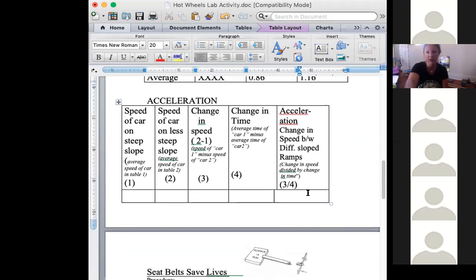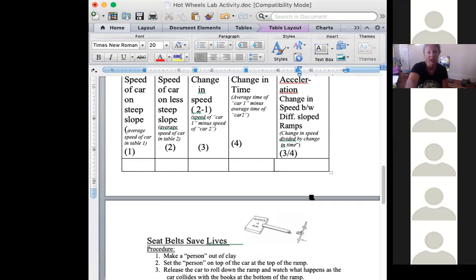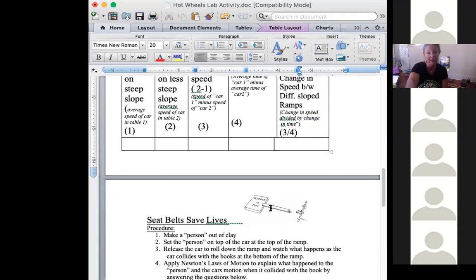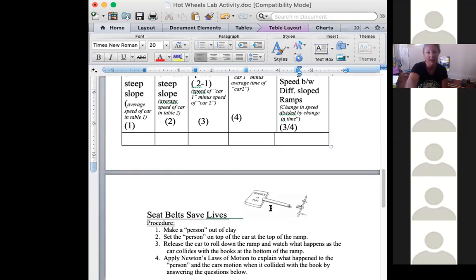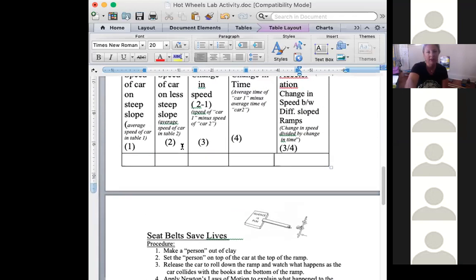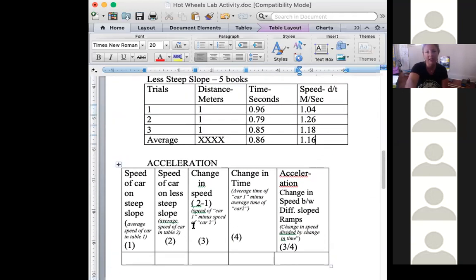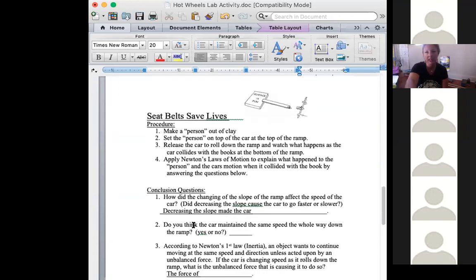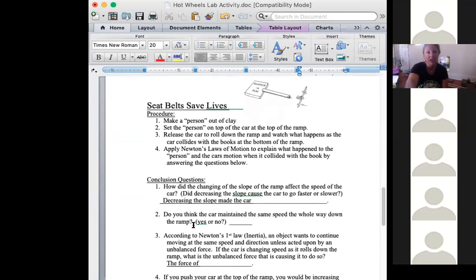We will go to, I want to do our seatbelt saves lives next to make sure we've got enough time for that. And then looking at our time, we'll go back up and see if I can't help you with your acceleration. And we'll look at some of these questions together. Okay, so now what we're gonna do is make a person out of clay or Play-Doh, and we're gonna put that person on top of the car, and then we're going to roll it down the hill, and we're gonna see what happens.